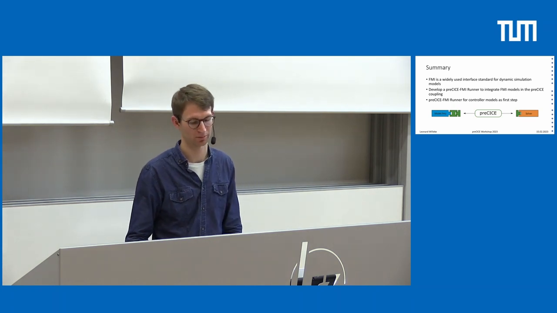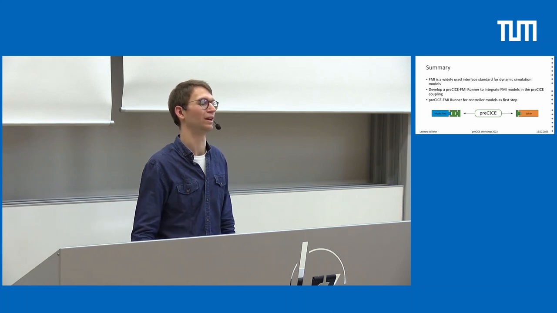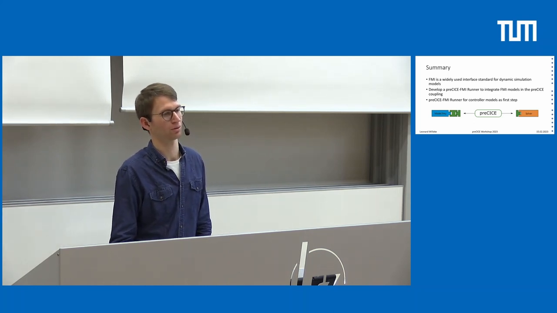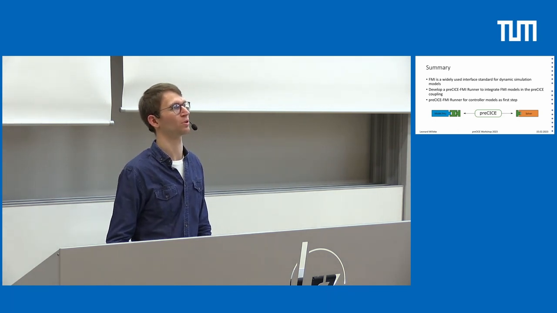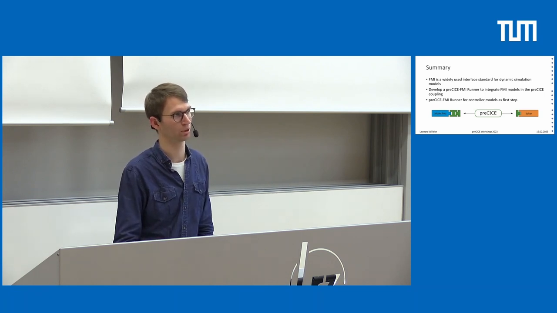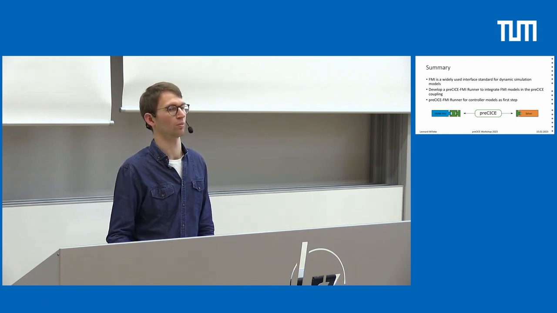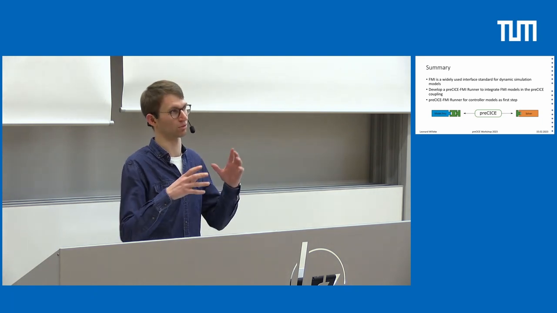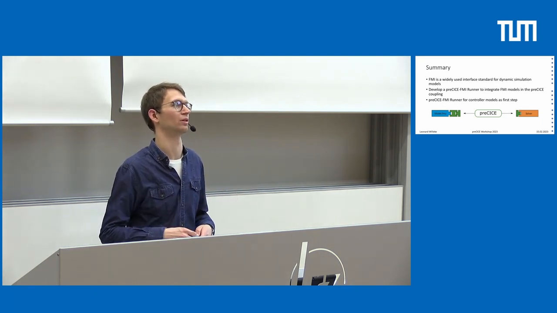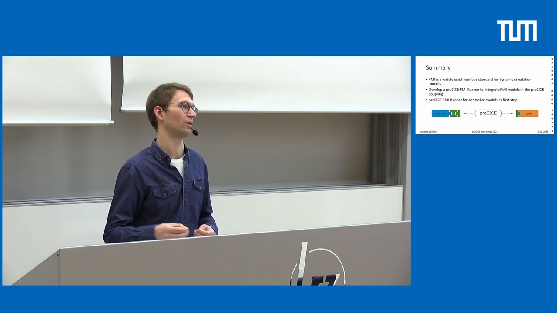So the question was, how is FMI connected to controllers? How do you get it into there? You can export a Simulink model as an FMU model. So that's one way to do it. A second way would be Modelica, which also has an editor which is quite similar to Simulink in the way it's also a graphical interface. We have drag and drop, and you can also implement a PID controller there and export a model from there.